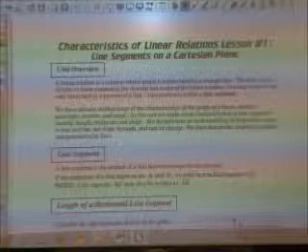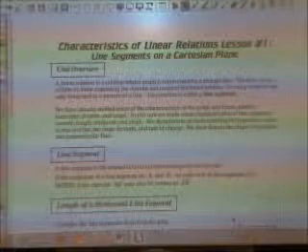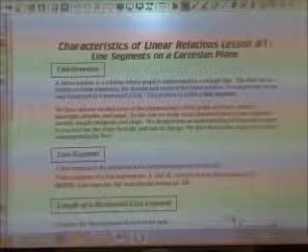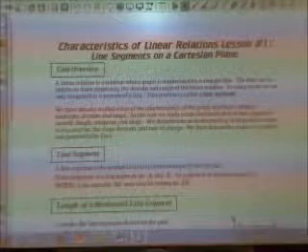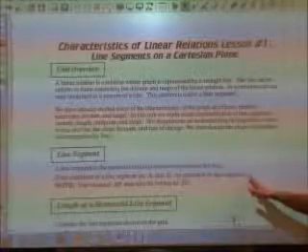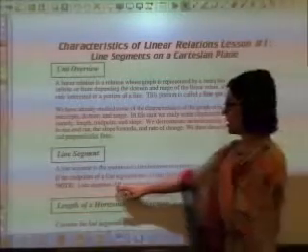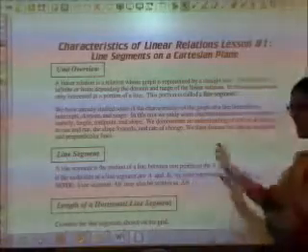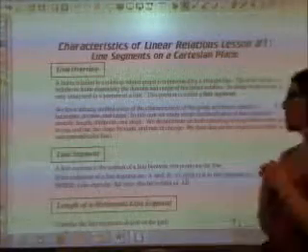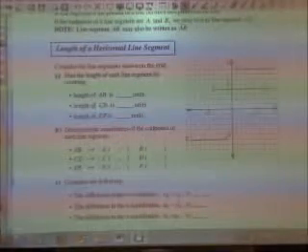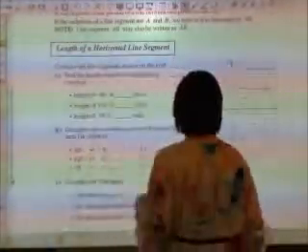So again, if we start off, a line segment is the portion of a line between 2 points on the line. That's a line segment. If the endpoints of a line segment are A and B, we can refer to it as line segment AB, which could just be AB, or it could be AB with a line over top. So if we look at the length of a horizontal line segment, consider the line segments shown on the grid. Find the length of each line segment by counting. So press pause, take a look, write them in, and then press play.